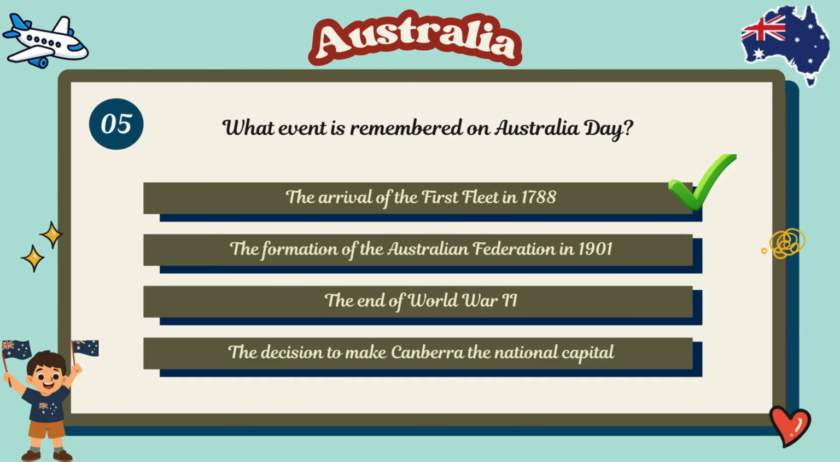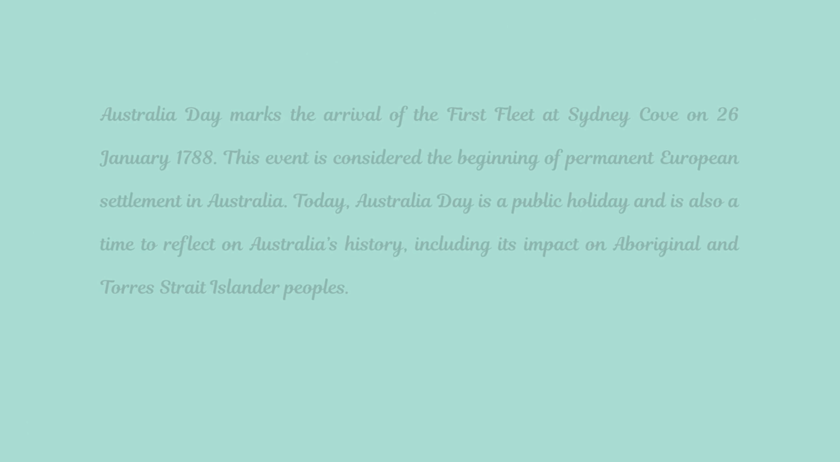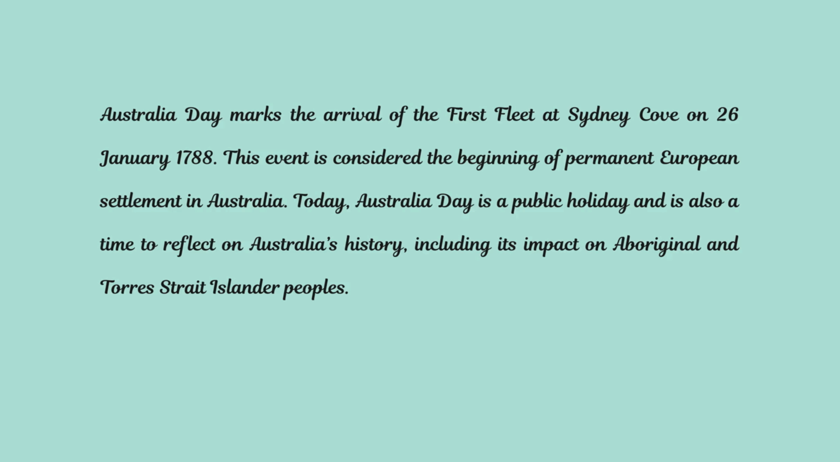Correct answer A. The arrival of the First Fleet in 1788. Australia Day marks the arrival of the First Fleet at Sydney Cove on the 26th of January 1788. This event is considered the beginning of permanent European settlement in Australia. Today, Australia Day is a public holiday and is also a time to reflect on Australia's history, including its impact on Aboriginal and Torres Strait Islander peoples.